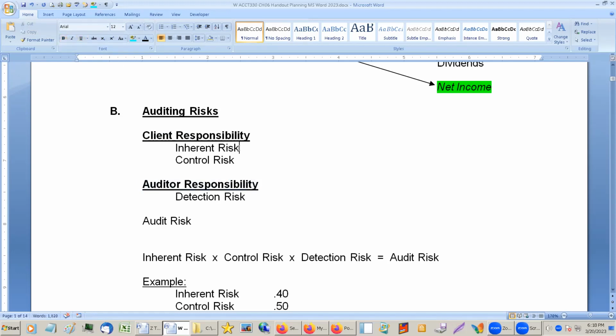Inherent risk. The risk that a material misstatement will occur. Inherent risk is the risk that a material misstatement will occur.